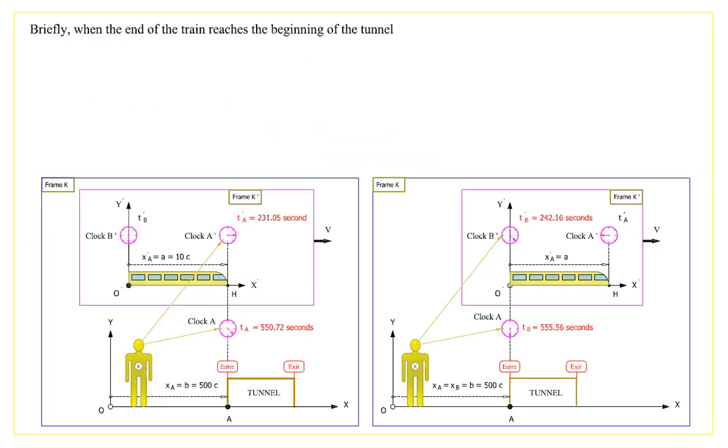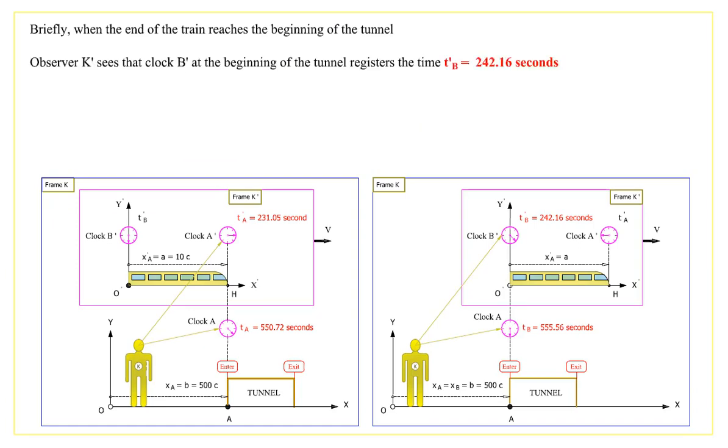Briefly, when the end of the train reaches the beginning of the tunnel, observer K' sees that clock B' at the beginning of the tunnel registers the time t'B equals 242.16 seconds. Observer K sees that his own clock B at the beginning of the tunnel registers the time tB equals 555.56 seconds.